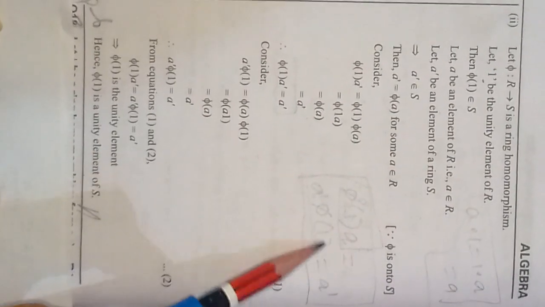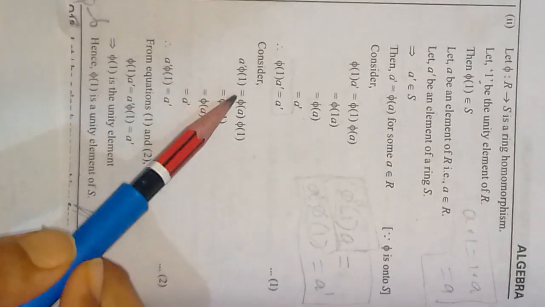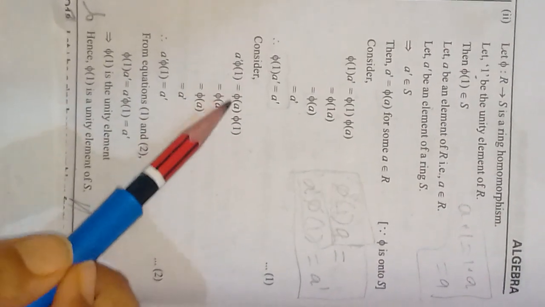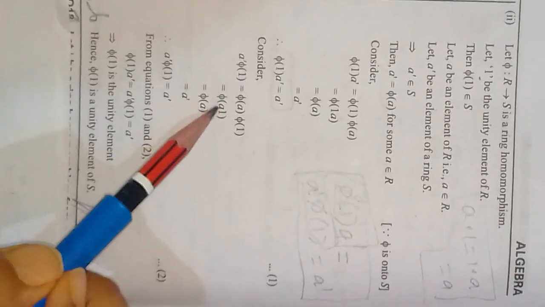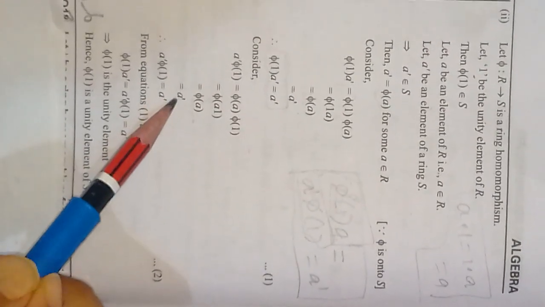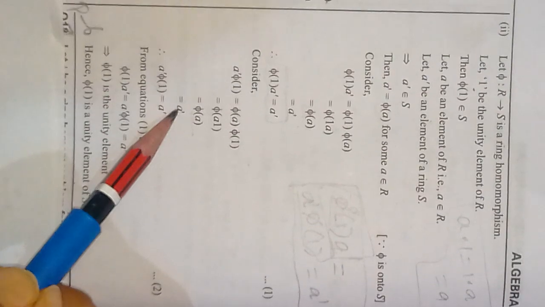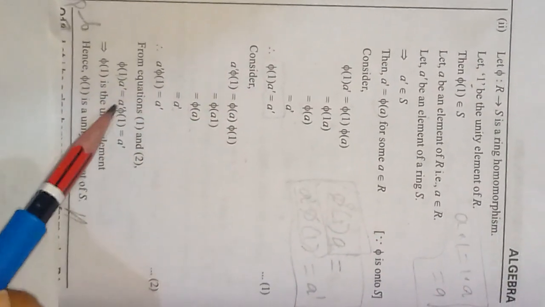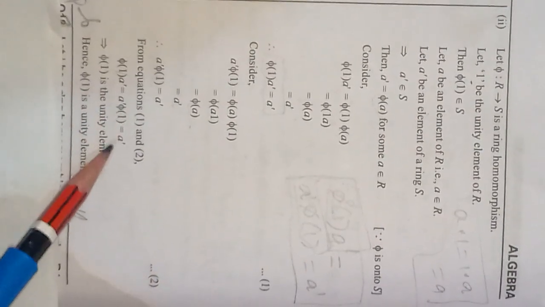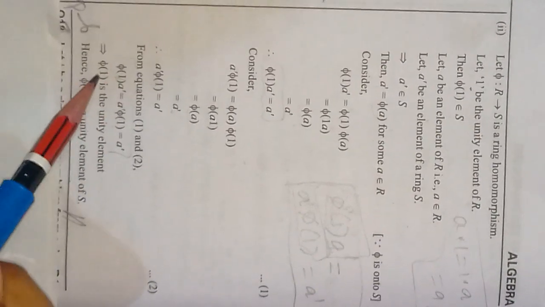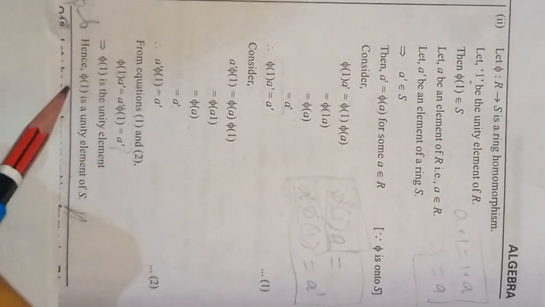Next, we take this one: A dash into pi of 1 equals pi of A into pi of 1, since A dash is pi of A. By using the homomorphism we can write this combinedly as pi of A into 1. This is nothing but pi of A, and pi of A is A dash. In both cases we got A dash, so we can write combinedly pi of 1 into A dash equals A dash into pi of 1 equals A dash. This is nothing but the identity property. Here the identity is pi of 1. Pi of 1 is a unity element. Hence pi of 1 is a unity element of S.